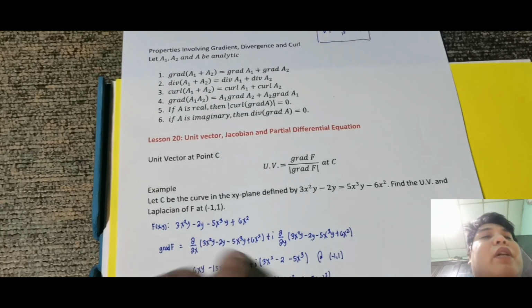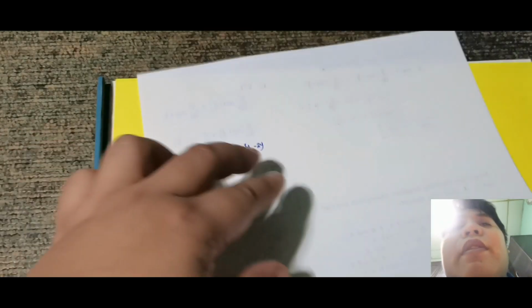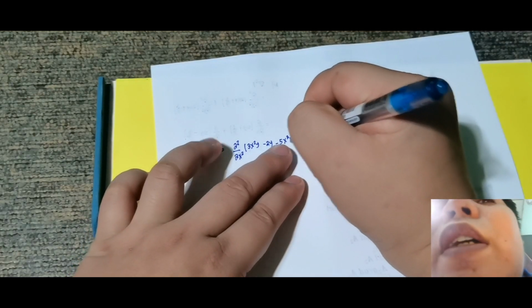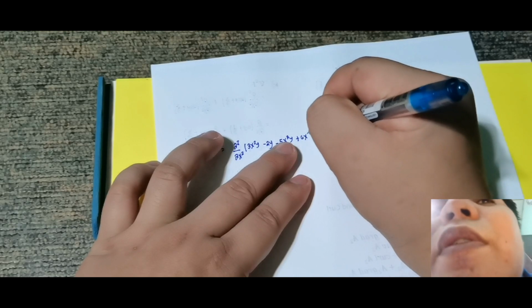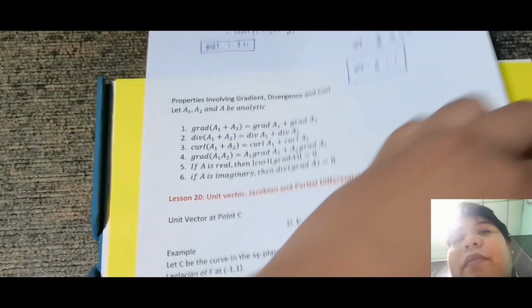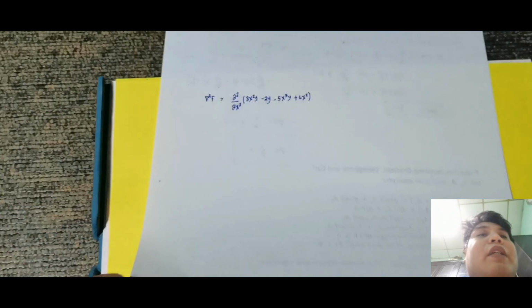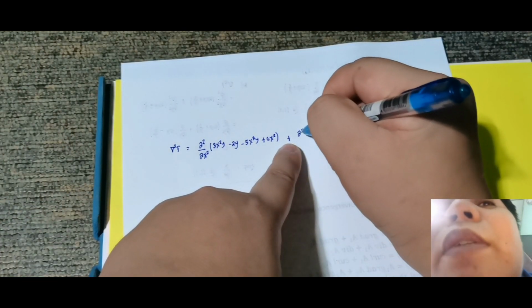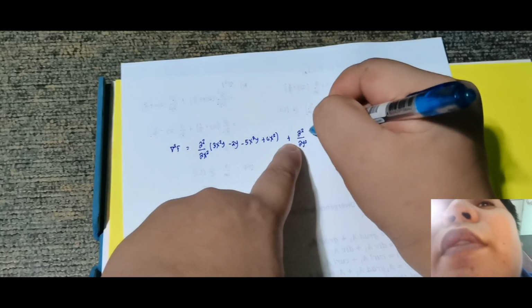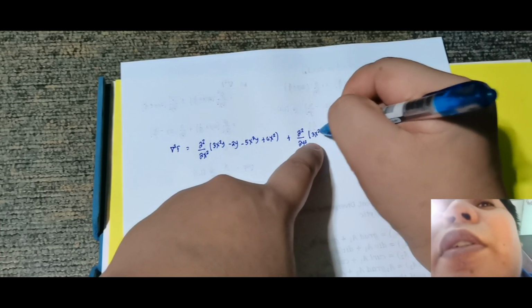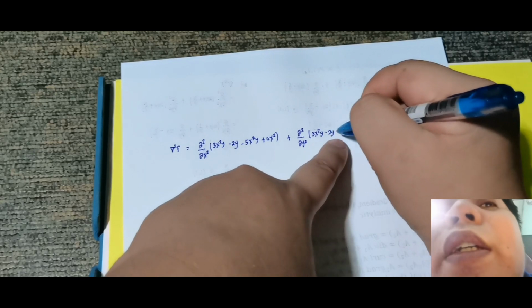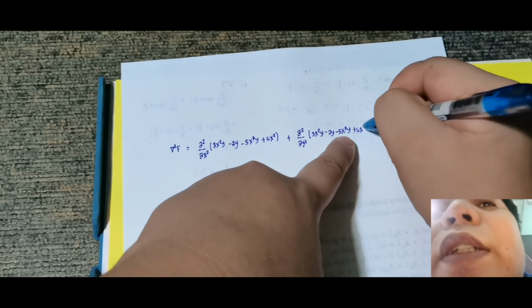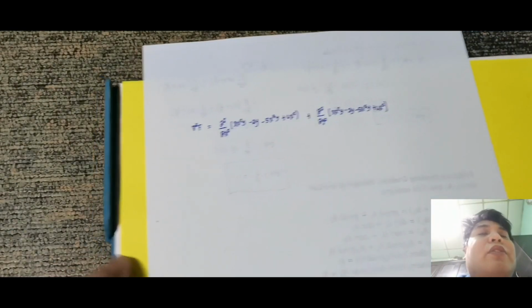Minus 5x cubed y plus 6x squared. Tama ba? Check ko lang. Okay, tama. Okay, next is syempre, kunin din natin yung second partial derivative niya plus second partial derivative with respect sa y squared ng 3x squared y minus 2y minus 5x cubed y plus 6x squared. Okay, haba pala talaga ng solution.